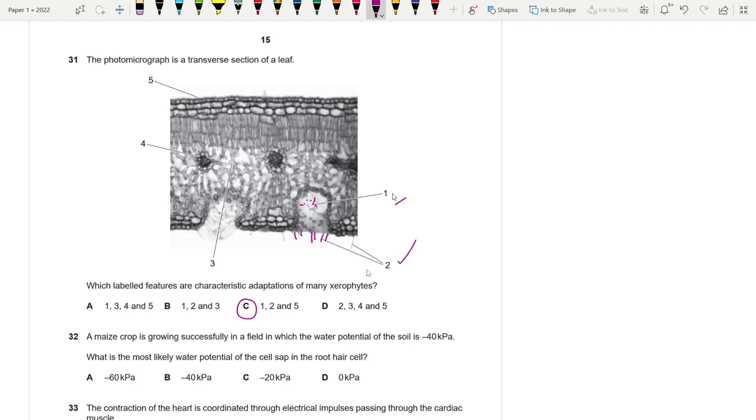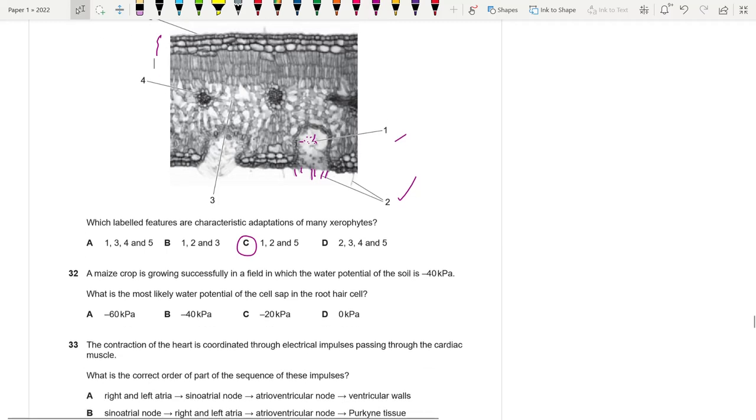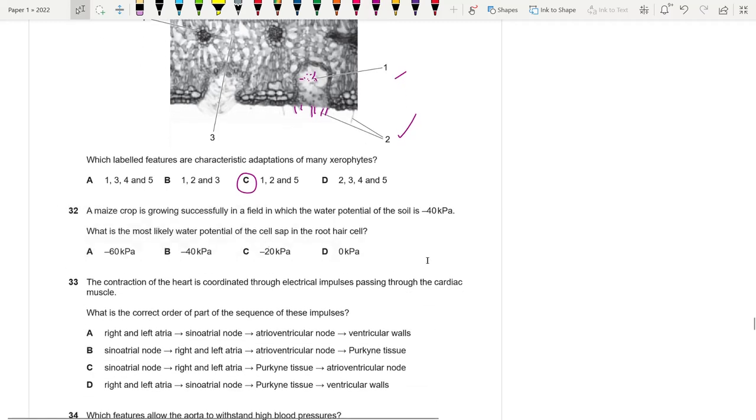4 is the vascular bundle, and 3 are actually air spaces. Those don't actually help, right? And 5, what about 5? The waxy cuticle and multiple layers of upper epidermis. Typically, in the plants that we see, we only see one layer of upper epidermis, but here we're seeing multiple layers. That's the benefit, okay? 32. A maize crop is growing successfully in a field in which the water potential of the soil is minus 40 kilopascals. What is the most likely water potential of the cell sap in the root hair cell?